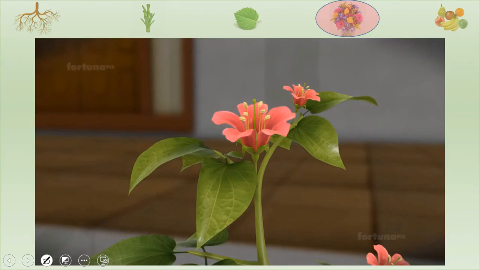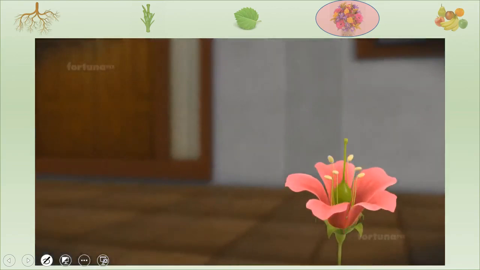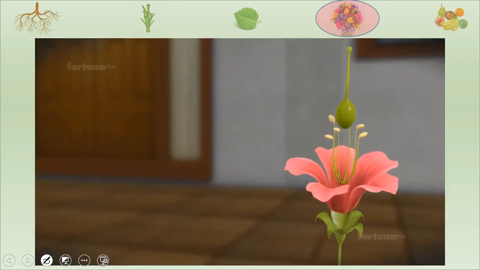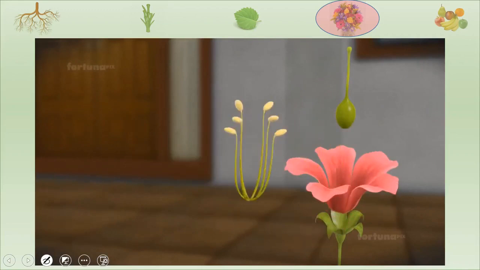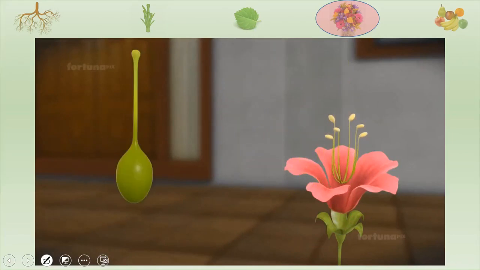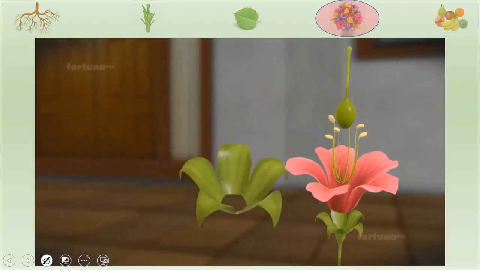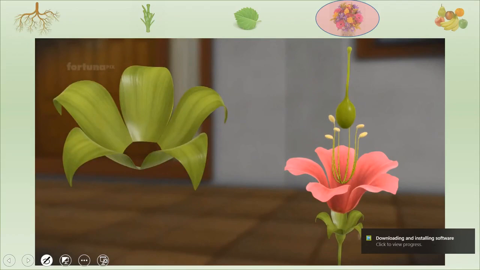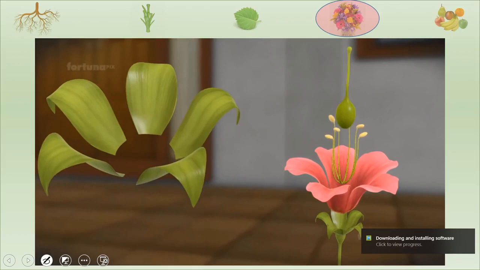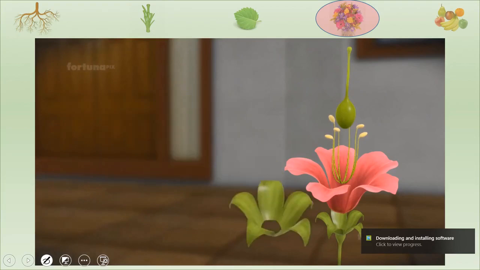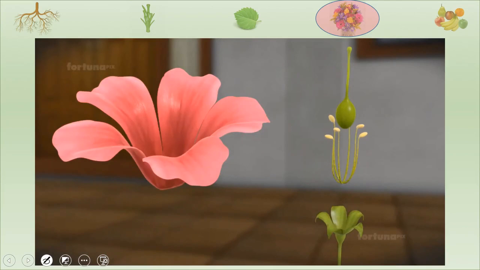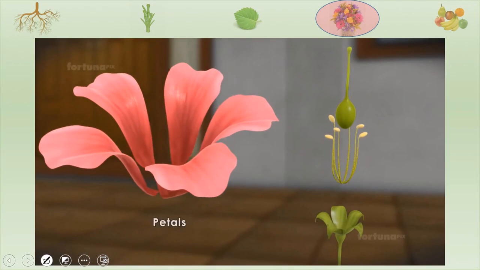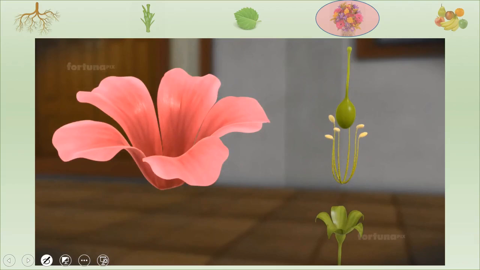Now children, if you see here, the flower is shown to you. A flower is made up of 4 concentric whorls: the calyx, the corolla, the androecium, and the gynoecium. The calyx is the outermost whorl and is made up of leaf-like structures called sepals. The next floral whorl, the corolla, is made up of familiar, colorful, delicate structures called petals.